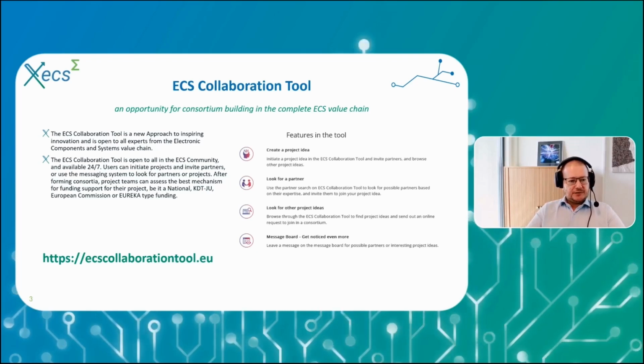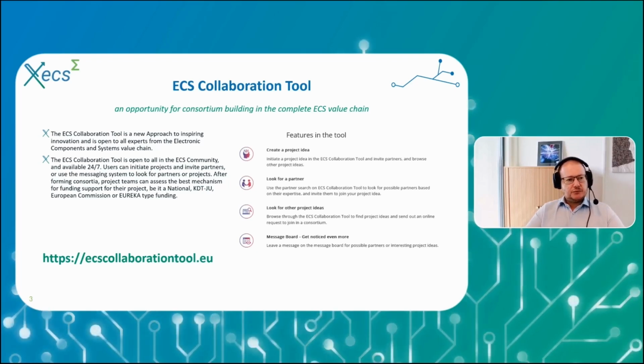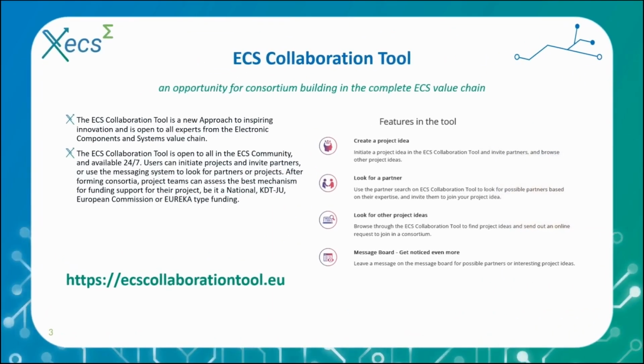So the ECS collaboration tool is not only used for the Xecs matchmaking event, but more for all the ECS relevant calls. That could be the Eureka or the KDT clusters, as well as the Xecs matchmaking event. This tool is open 24/7. With this tool, you can build consortia, look for project ideas, and even look for partners interested to collaborate with. Next slide.